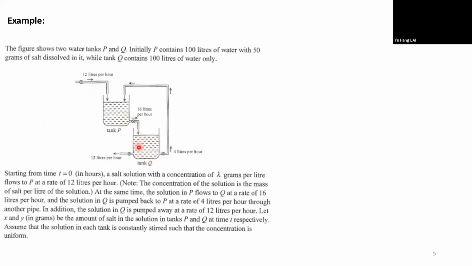And then for tank Q, you can see that there are two outputs. One will just let the salt water go somewhere outside of the system. And then it also has another output that allows some of the salt water to go back to tank P.